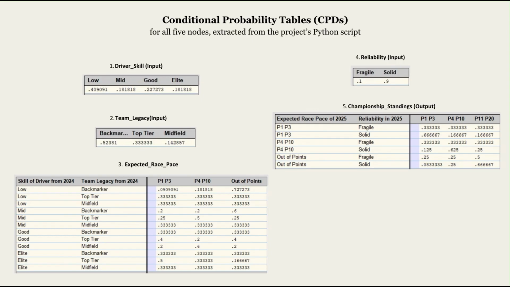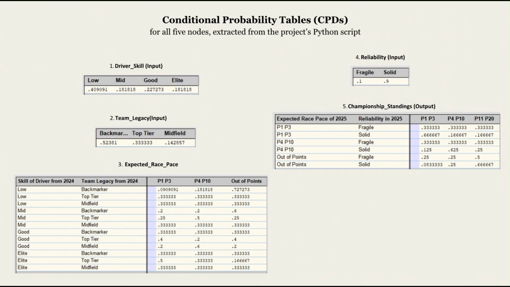And now let's talk about the components of our network, starting with the conditional probability tables. The first one is driver skill, where we categorize the points per finish of the driver in the previous season into low, mid, good, and elite driver. Then we have team legacy, which translates to how they make a performant car or a not so performant car. So we have the backmarker, the top tier, and the midfield team.